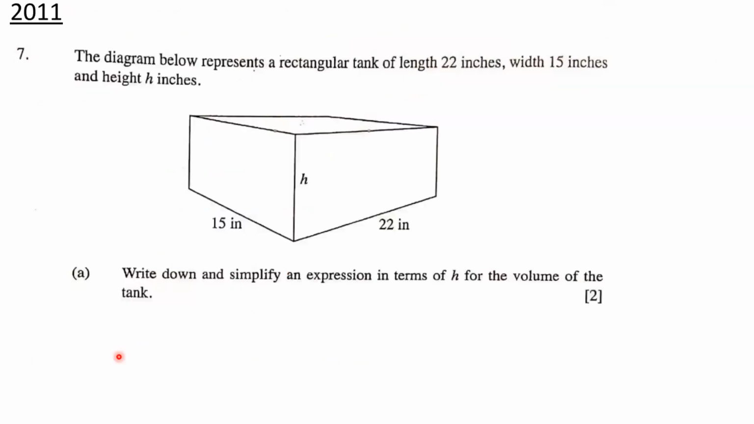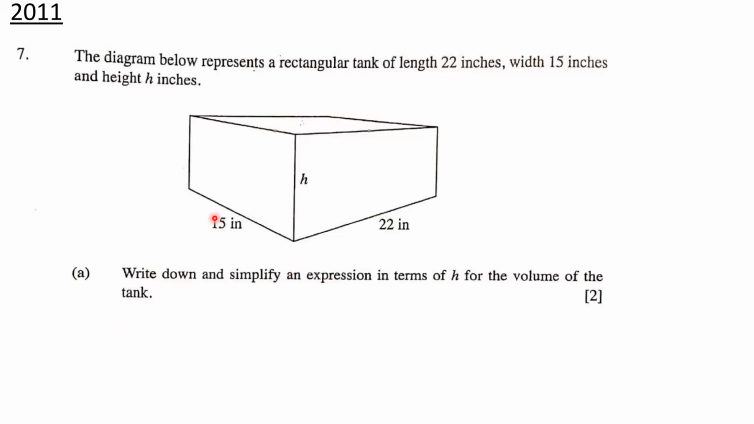Here they ask us to consider the diagram. The diagram below represents a rectangular tank of length 22 inches and width 15 inches. And they tell us that the height is going to be h. Now that we know the height is h, they ask us to write down and simplify an expression in terms of h for the volume of the tank.